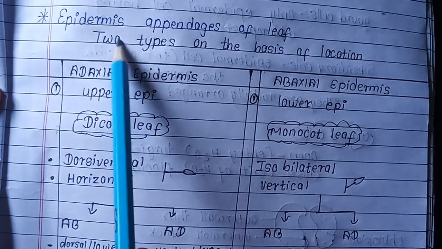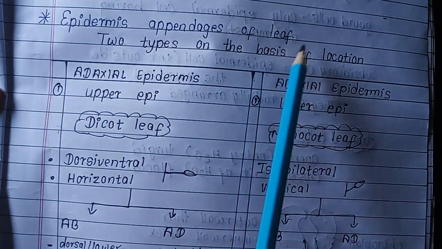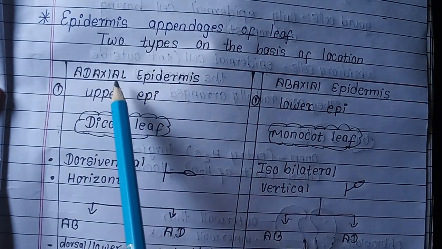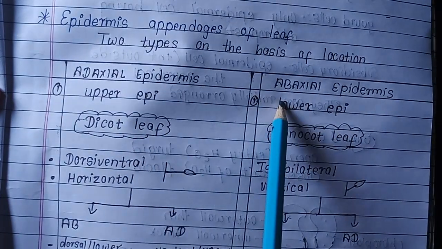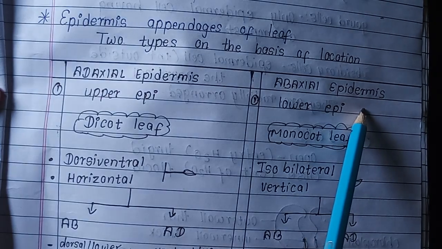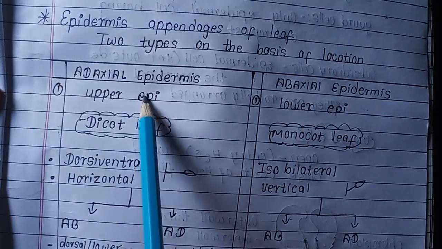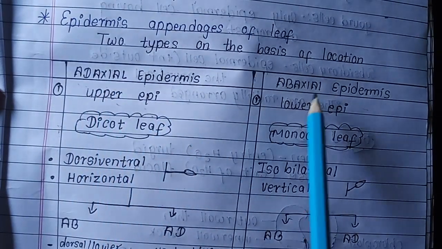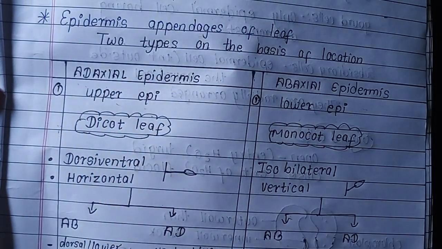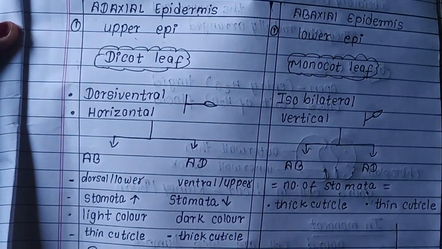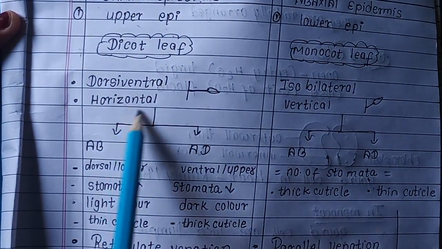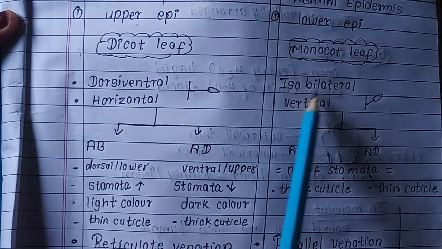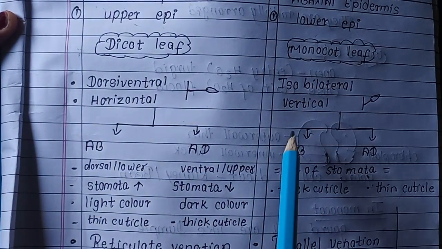And the last one is epidermal appendages of leaf. There are two types on the basis of location. First one is adaxial epidermis, second one is abaxial epidermis. Adaxial means upper, and abaxial is lower. And we compare the dicot leaf and monocot leaf. Dicot leaf is dorsiventral, horizontal. Monocot leaf is isobilateral, vertical.